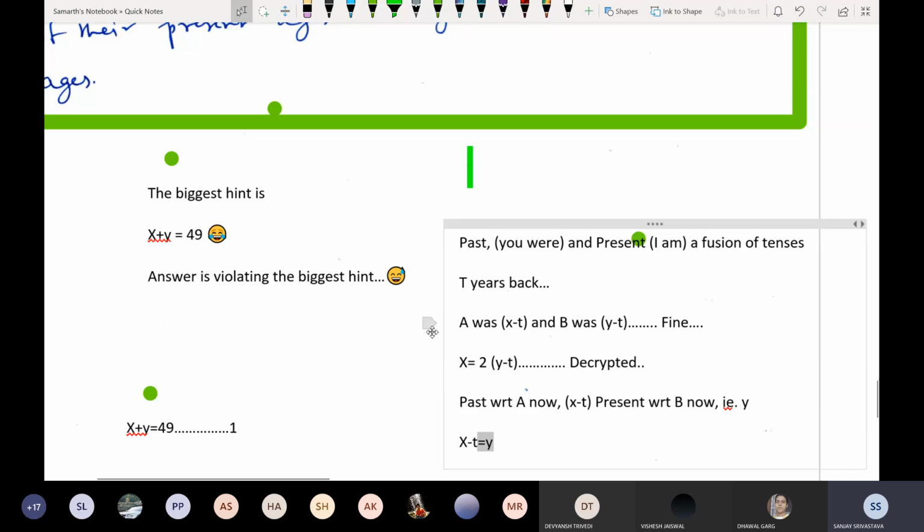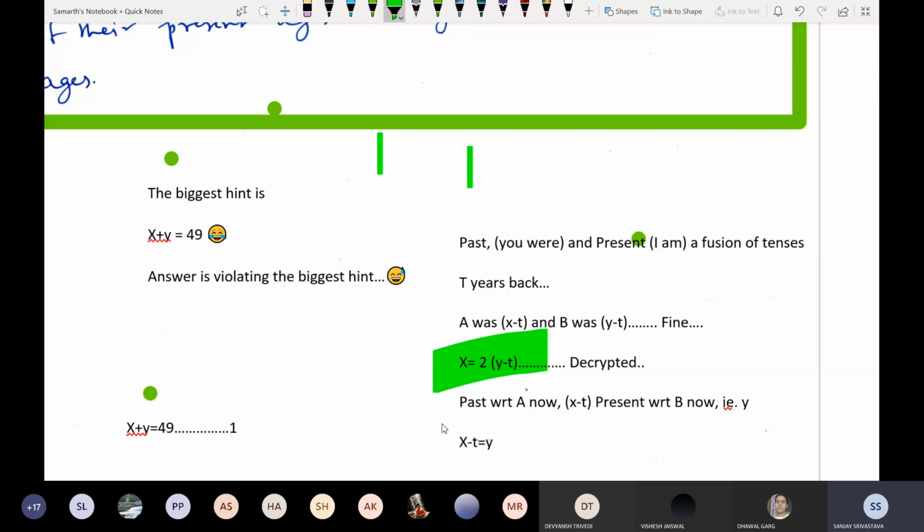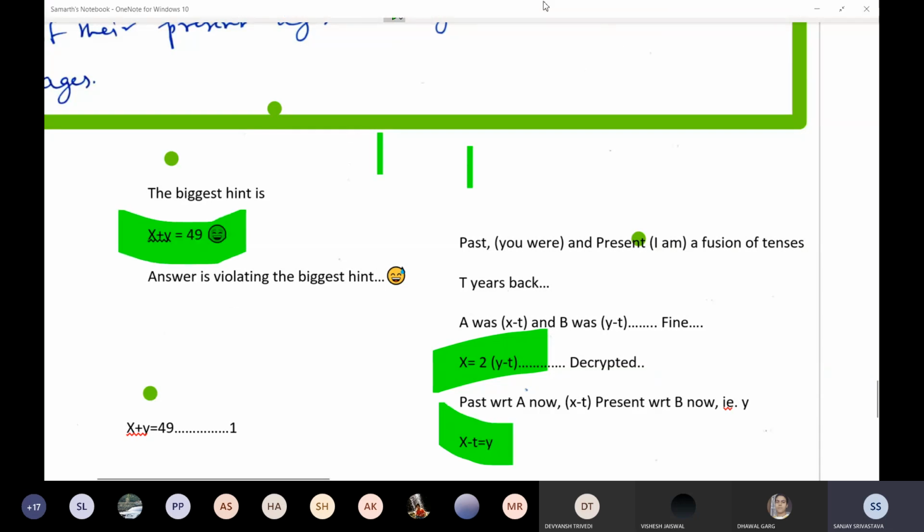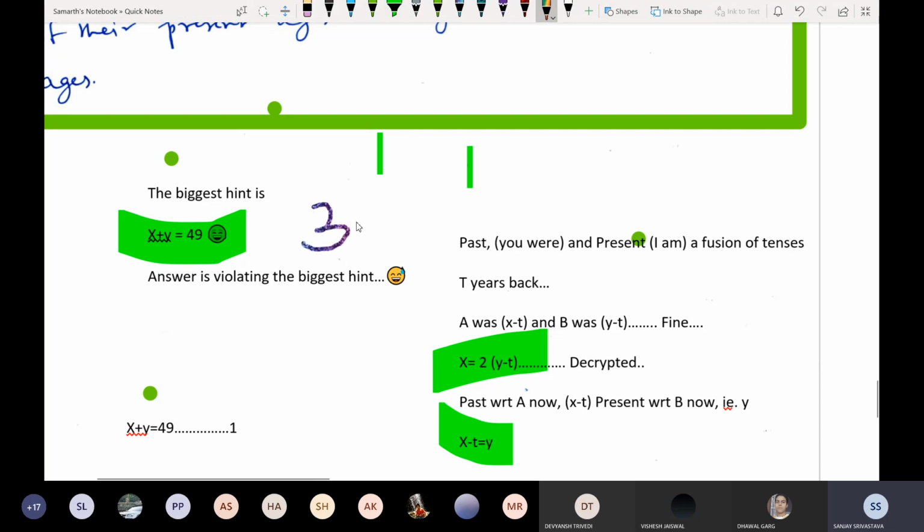The third equation was already X plus Y is equal to 49. So the first equation is X is equal to 2 times Y minus T. The second equation is X minus T is equal to Y. And the third equation is X plus Y is equal to 49. So what you can do, from either X is equal to 2 times Y minus T, or X minus T is equal to Y, you can eliminate Y.